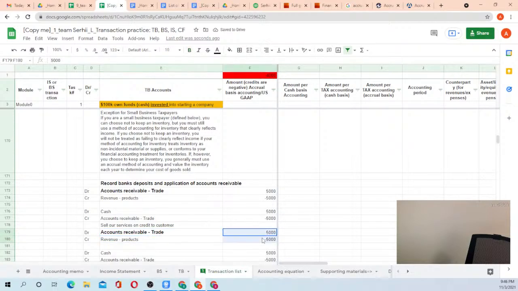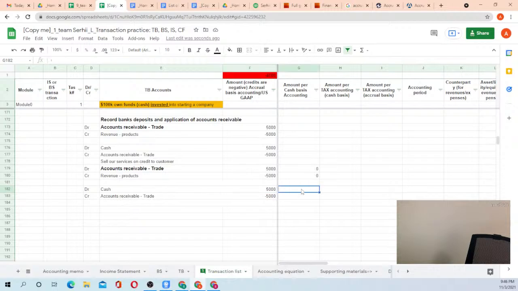Okay, so that happened under accrual accounting. And what happens under cash accounting? Nothing happens. Zeros. That's because no cash changed hands.